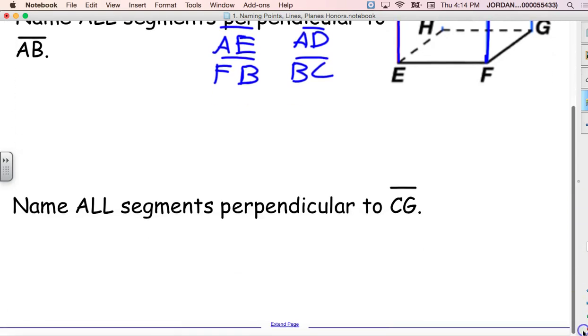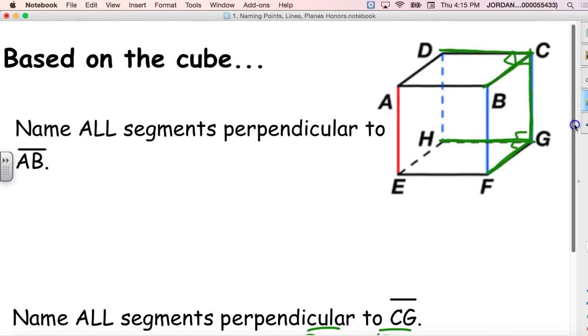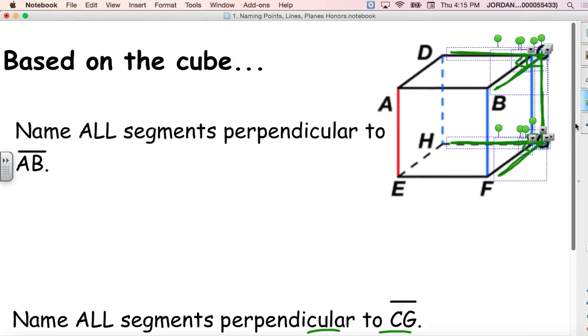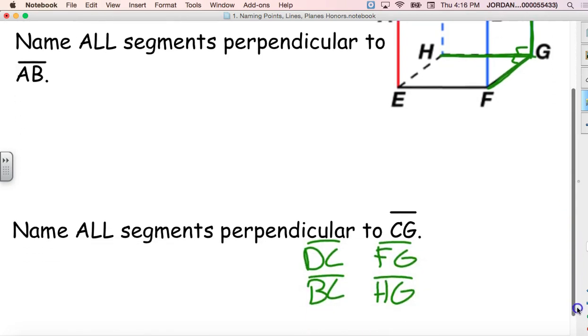All right, go ahead and pause the video. See if you can figure out what segments are perpendicular to CG. Okay, so trying to figure out the segments perpendicular to CG. Hopefully you got these four: DC, BC, FG, and HG. Again, those letters can be flip-flopped. You can see up here, CG is this far right segment. The four that intersect at a 90-degree angle are DC across the top, BC going front to back, HG coming across the back, and FG going front to back. So those are the ones making 90-degree angles with CG.